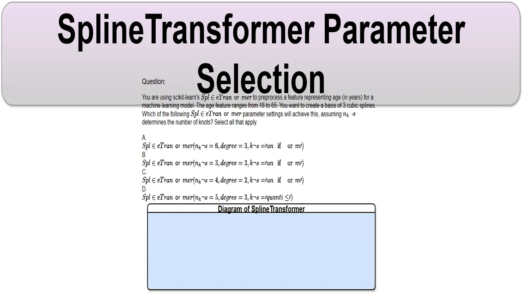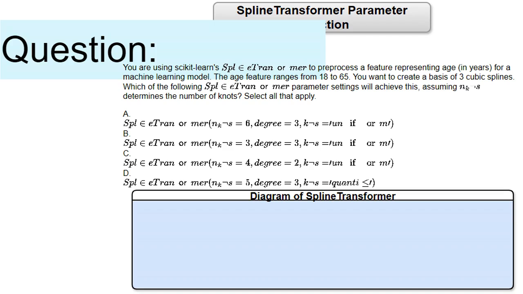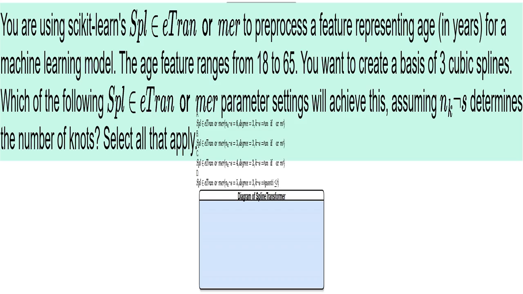This section simply introduces the core topic of the quiz, selecting the right parameters for scikit-learn's SplineTransformer. The core problem is laid out here. We're asked to find the correct parameter settings for creating a specific type of spline. The goal is to understand how to create 3 cubic splines using SplineTransformer and its parameters.